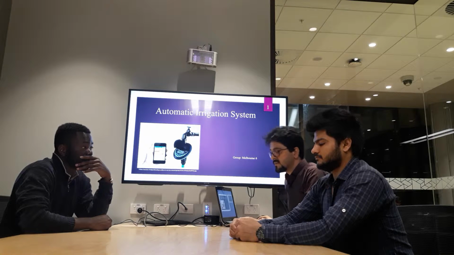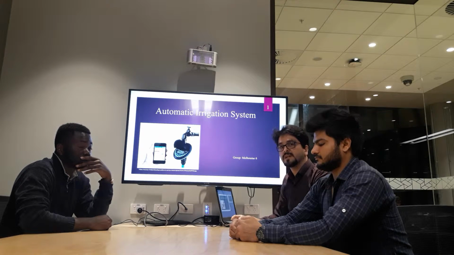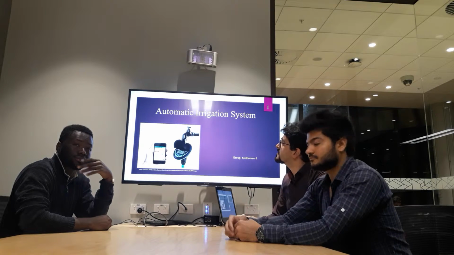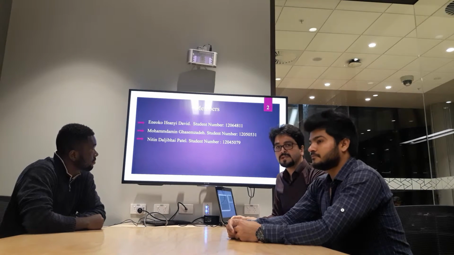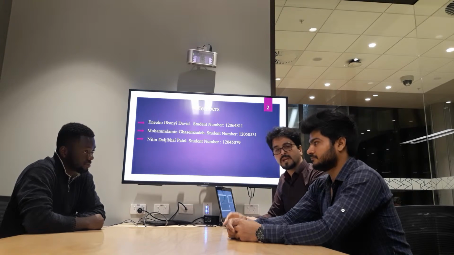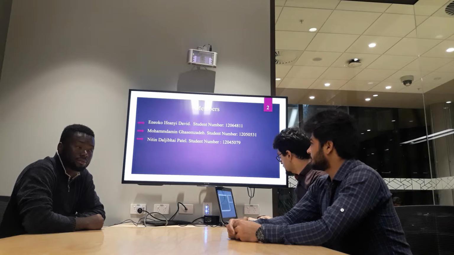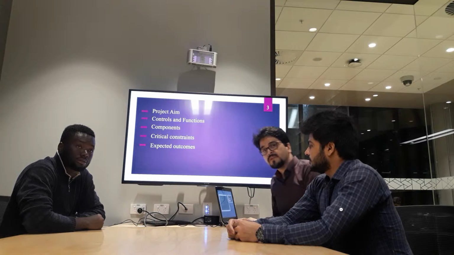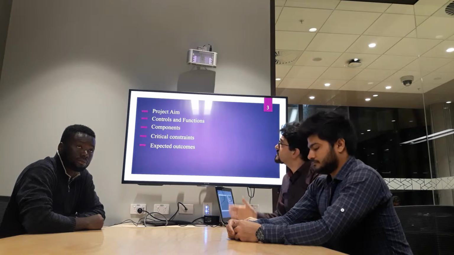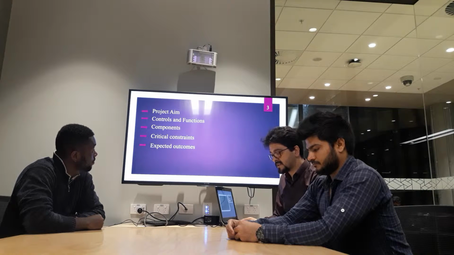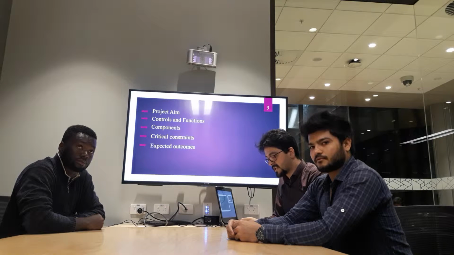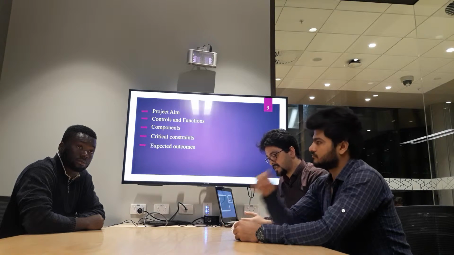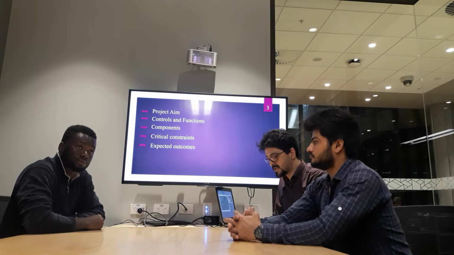Hello. Today we are going to present our project titled Automatic Irrigation System. My name is Amin and the other members are David and Nitin. Today we will talk about first the project aims, after that controls and functions, then components, after that critical constraints, and the final subject is expected outcomes.